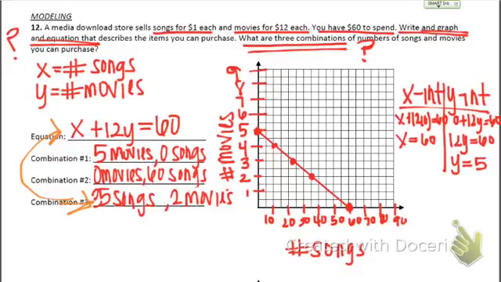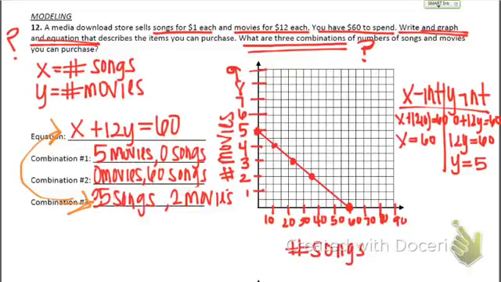Okay, so 4 movies, 12 songs is the next one. And you can check it by plugging it back in. So I'll tell you guys right now, it would be a good idea to star numbers 12 and 13 because there is a question like this on your test. Okay? I'm not trying to surprise you. It is on your test. You can check that your solution is correct by plugging it back in.